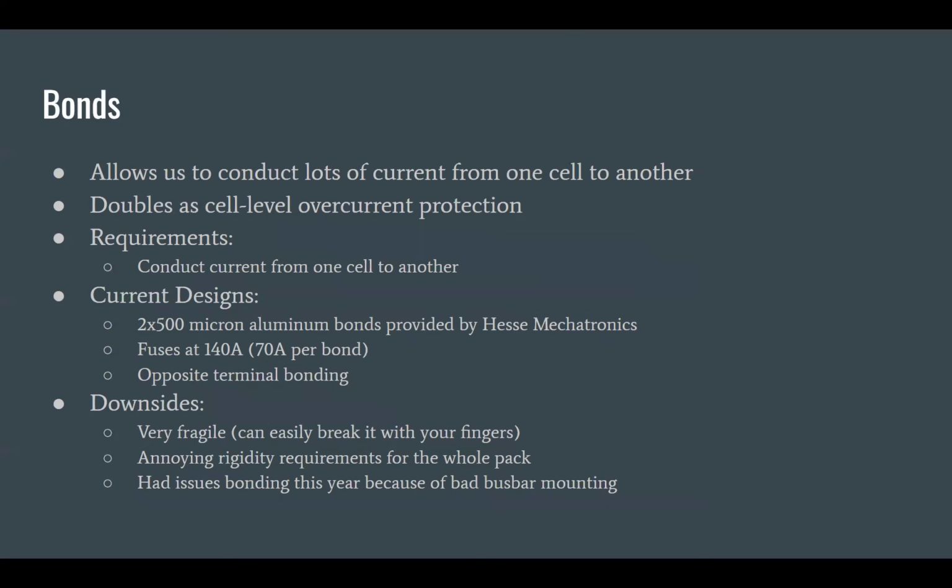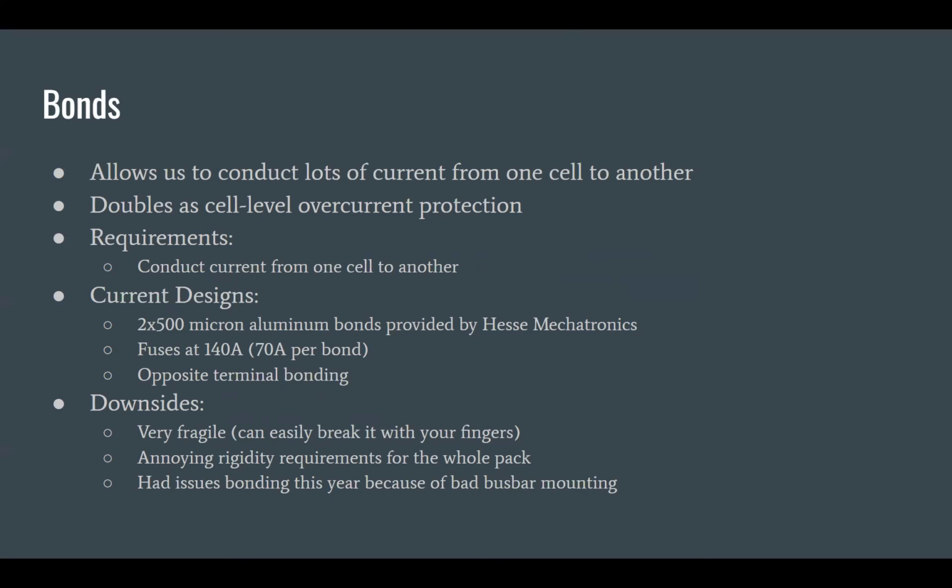Okay, so obviously these things are going to have probably less commentary as we go. But anyway, so bonds. Obviously, as you know, the bonds are the things that allow us to connect from the battery pack cells to the actual bus bars. And it doubles as overcurrent protection. The main requirement is that it's overcurrent protection and it can conduct electricity from the cells to the bus bars. Wow, really simple requirements.